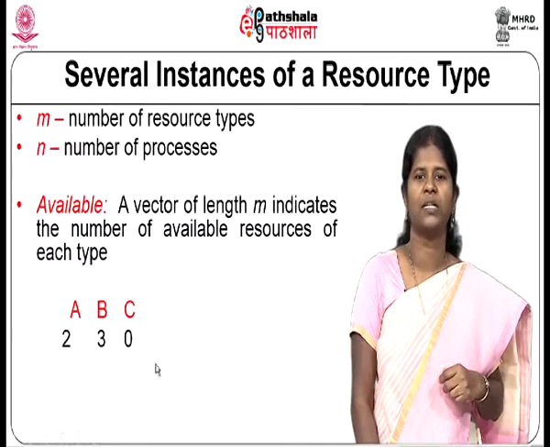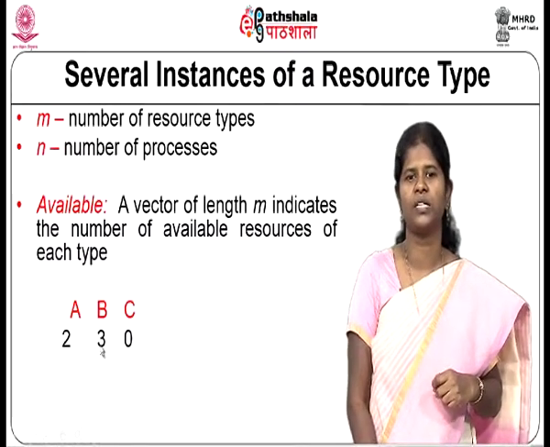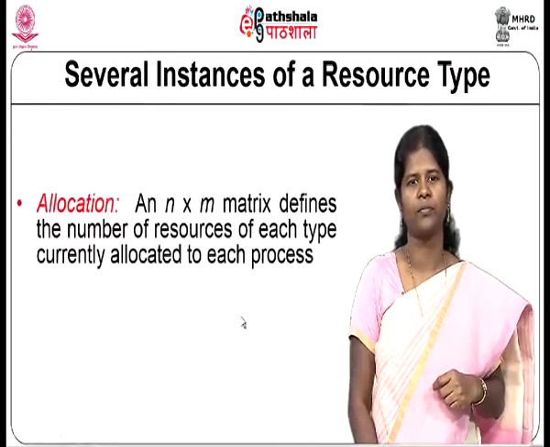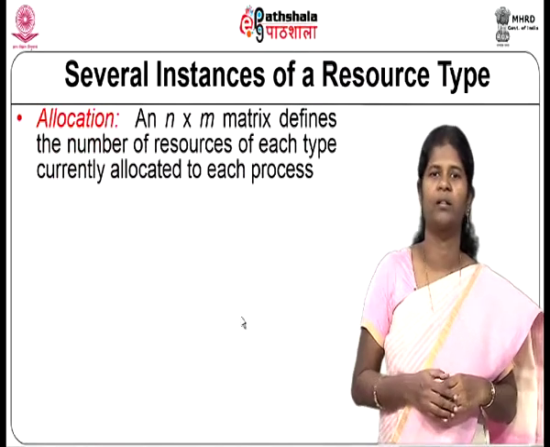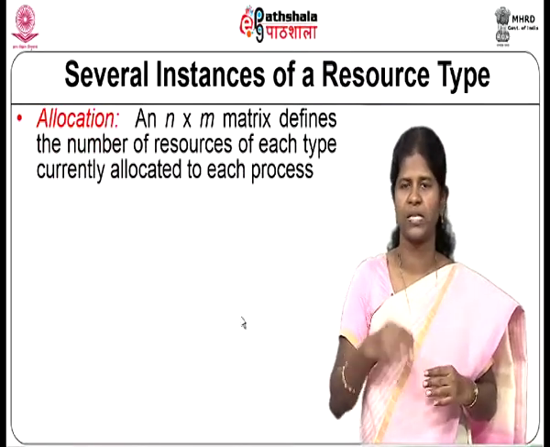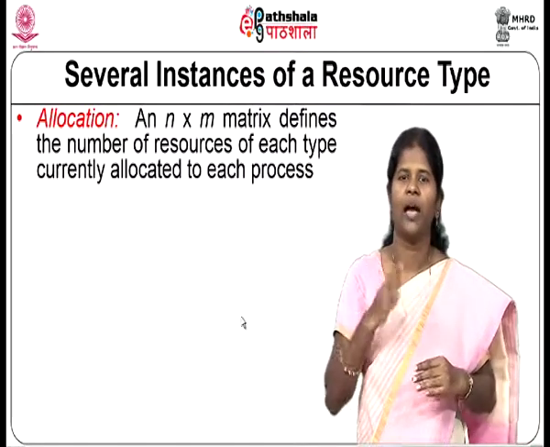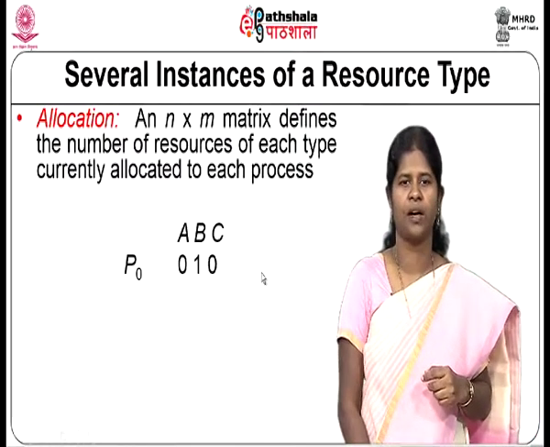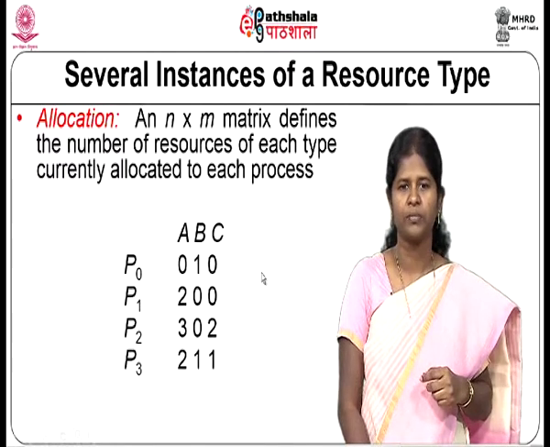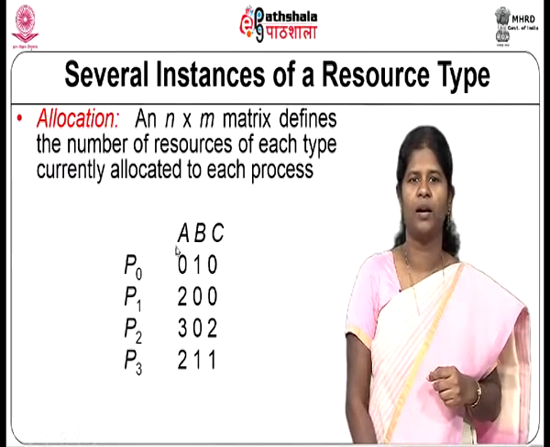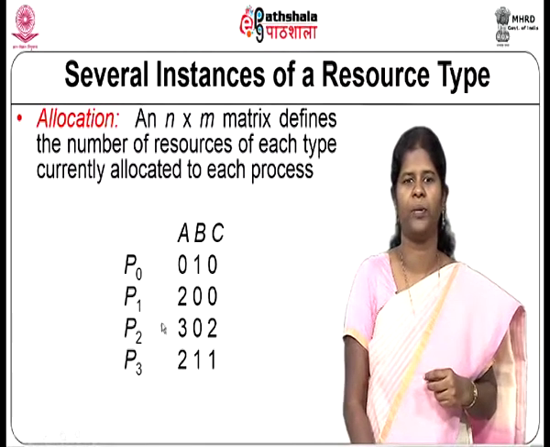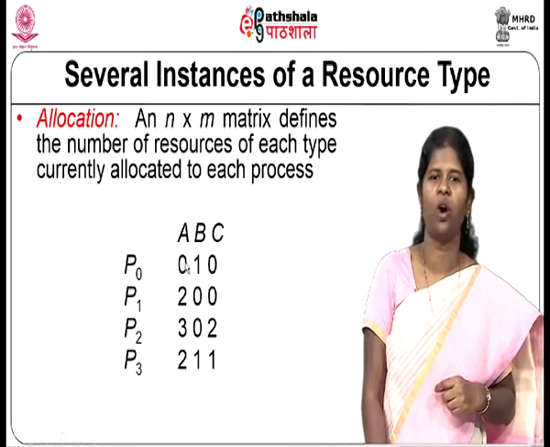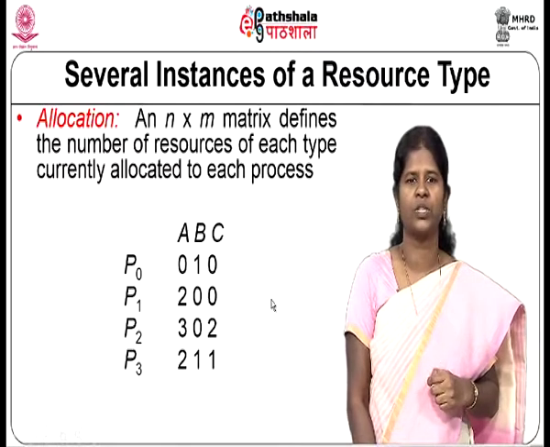If you have a vector like this, then it says that there are 2 instances of A available, 3 instances of B available and 0 instances of C available. And then you have another matrix called allocation, which is an n by m matrix. Rows correspond to the n processes and the columns correspond to the m resources. Looking at this example, A, B, C are the different resource types and P0, P1, P2, P3 are the different processes, and this allocation shows how many instances of each resource are allocated to each process.